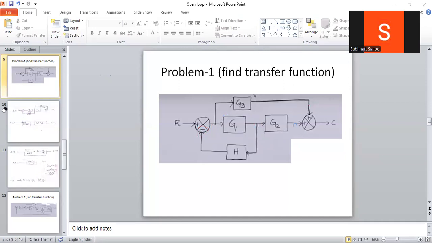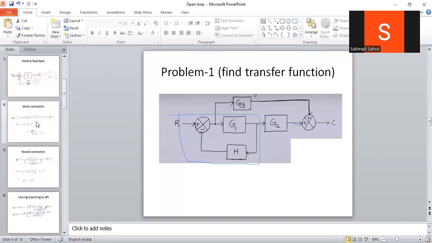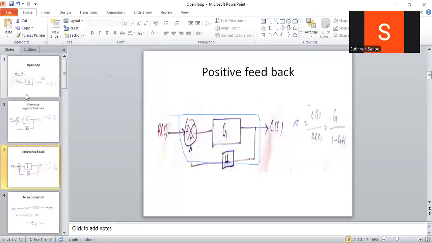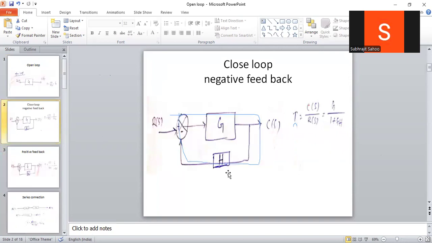Suppose I move this one to here. Then I will get a block like this. Which loop is this? Closed loop or not? H is the feedback, G is the gain. For this feedback closed loop, I have already shown how to find the transfer function. This one is negative feedback. What is the formula? G by 1 plus GH. That means the two blocks will be converted into a single block, G by 1 plus GH.